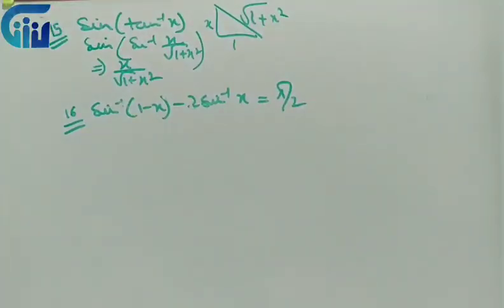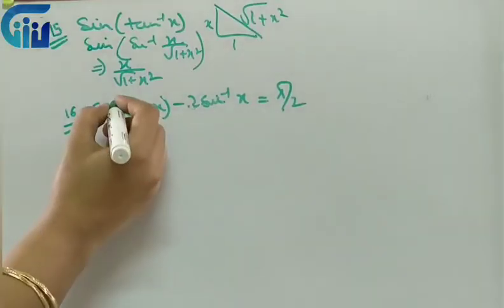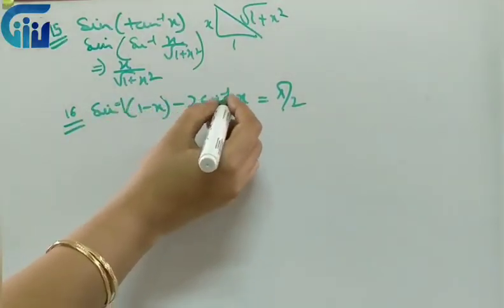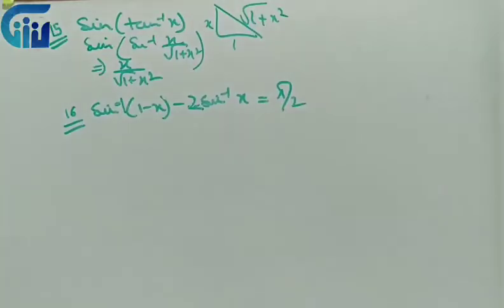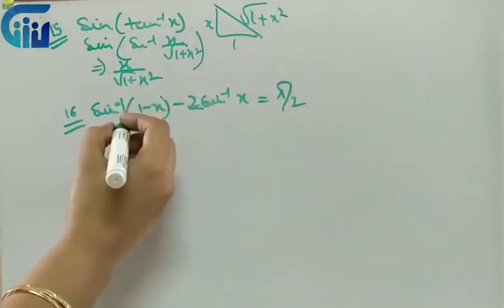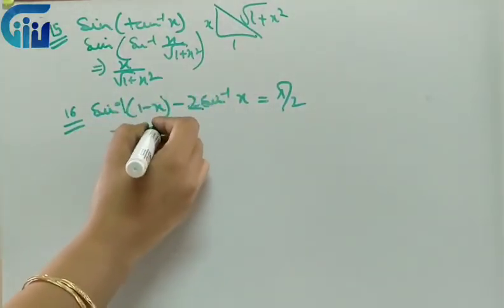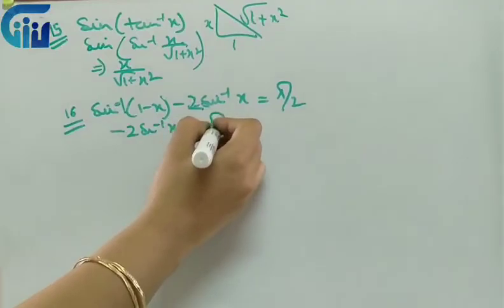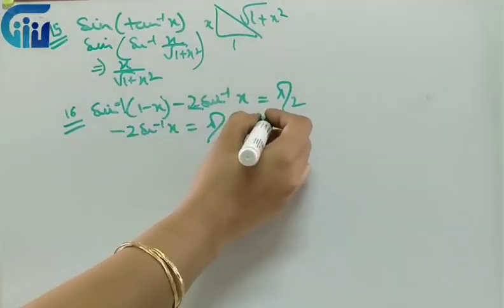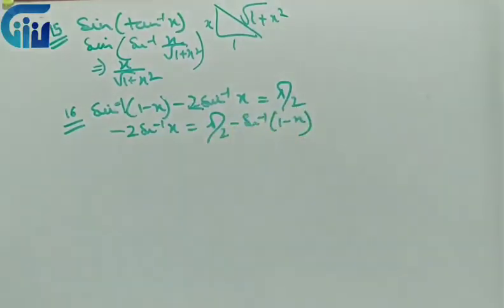Next what we have, this question number 16, although it is MCQ question of miscellaneous exercise, but this is asked as 4-marker, very important question. So what we have, sine inverse 1 minus x, minus 2 sine inverse x is equal to pi by 2. Again we have to solve for x. So now what we will do is, we will keep this thing over here. I'll just write it like minus 2 sine inverse x, and this can be written as pi by 2 minus sine inverse 1 minus x, right?